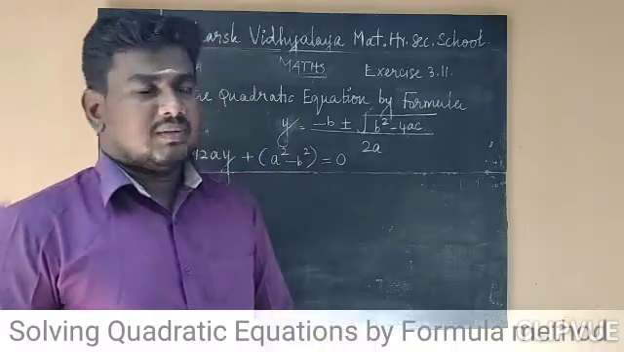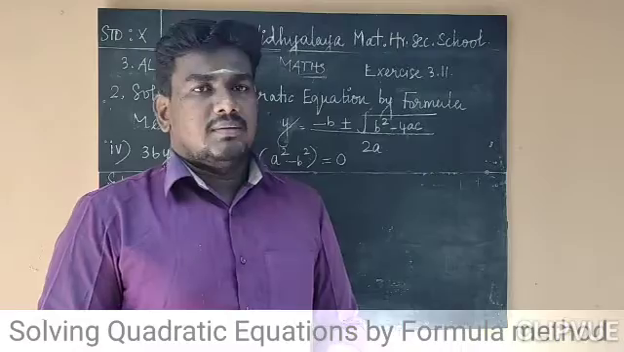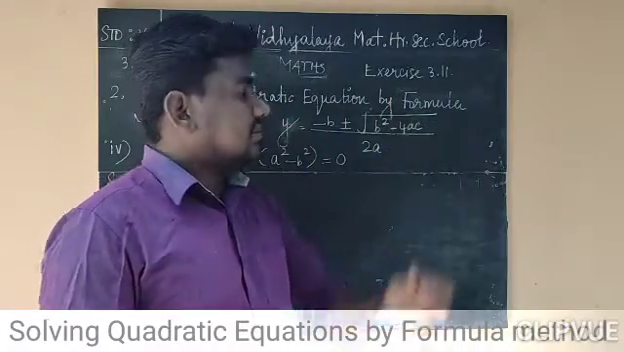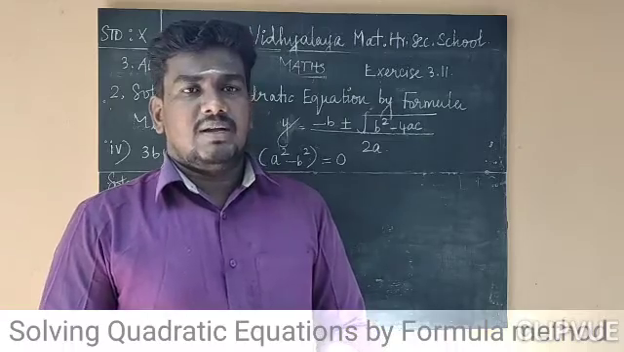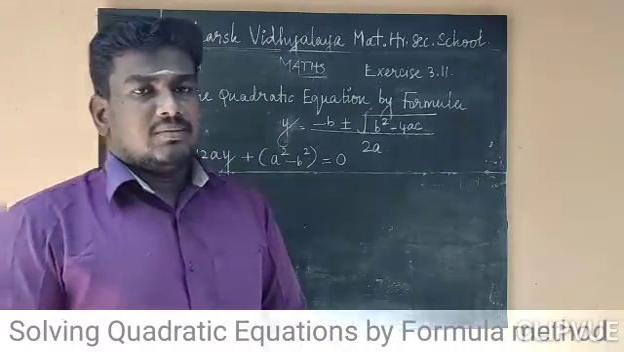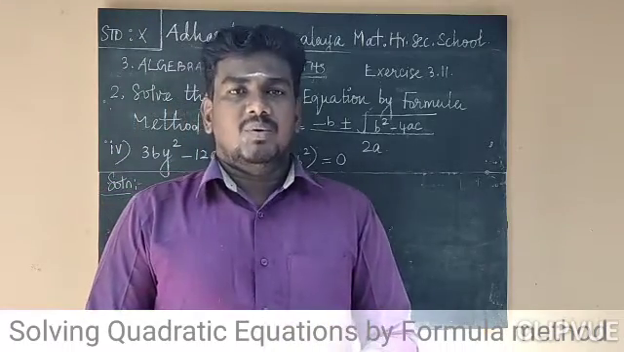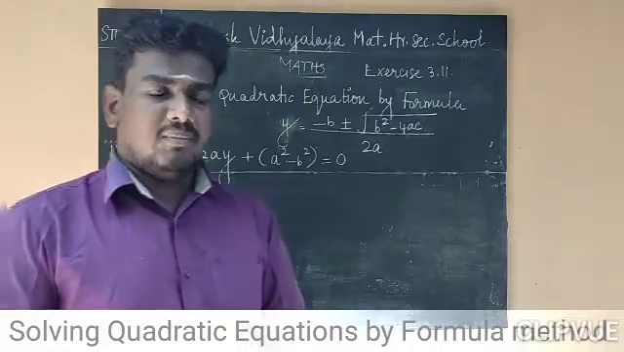Actually, we are learning 10th standard mathematics, chapter number 3, algebra. So far, we have completed exercise 3.11. It means the 11th exercise, first Roman letter and second Roman letter almost completed. So actually, we are solving problems related to quadratic equations, solving quadratic equations by the formula method.